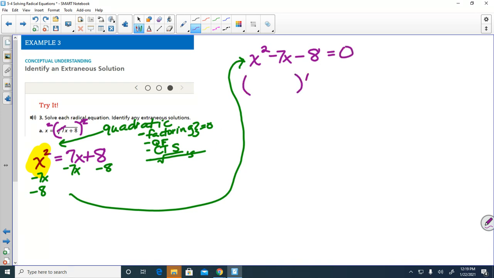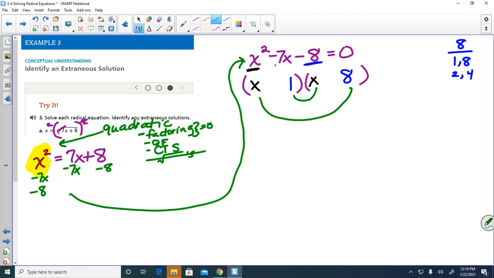To factor it, first, to get the x squared, I can do x times x. To get negative 8, I have a couple of options. I could do 1 times 8 or 2 times 4. Let's try 1 times 8. Because whatever I choose, this product and that product have to combine to be negative 7.